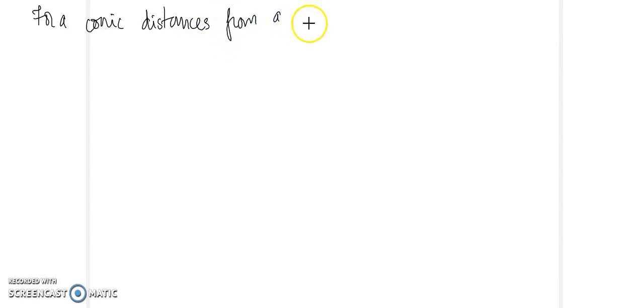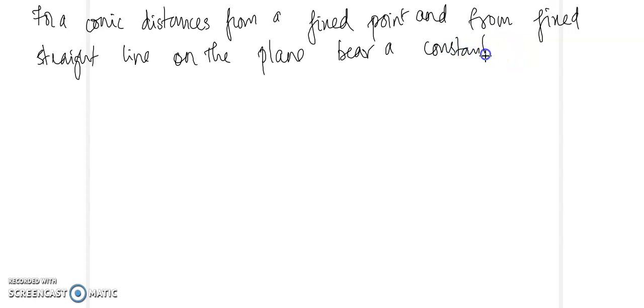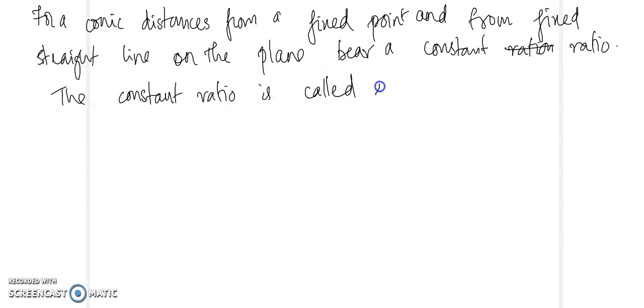Okay, so let us first write that. So for a conic, distances from a fixed point and from a fixed straight line on the plane bear a constant ratio, and the constant ratio is called the eccentricity.